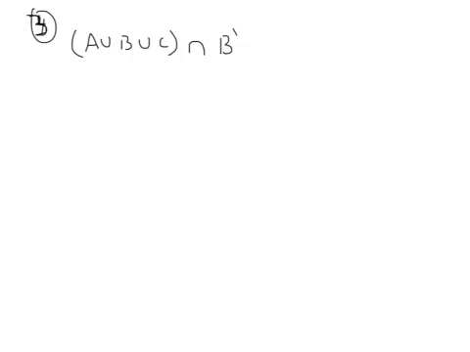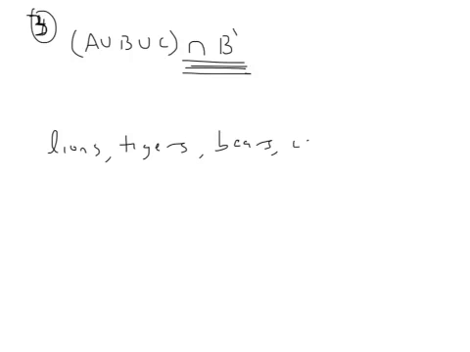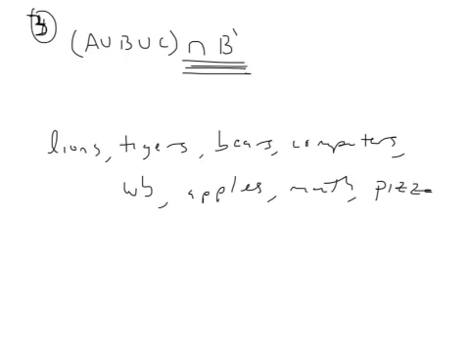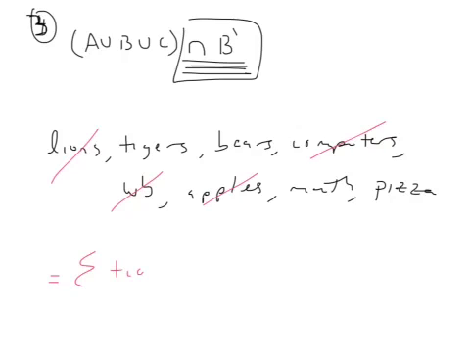In this problem, we want A union B union C and joint all the things that are not B. So from the last one, we had lions, let's write it out, tigers, bears, computers, water bottles, apples, math, and pizza. But we want this to be joined with, so it must also have all the things that aren't B. So it can't have things that are B. So therefore we need to get rid of anything that's in B, which are lions, computers, water bottles, and apples. So our set then is just tigers, bears, math, and pizza.